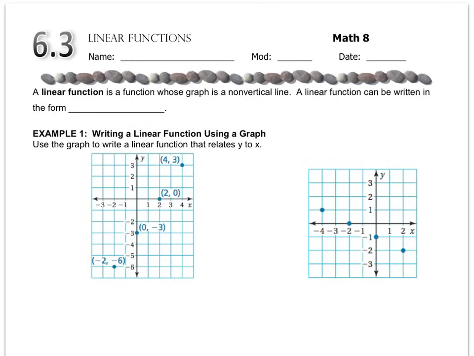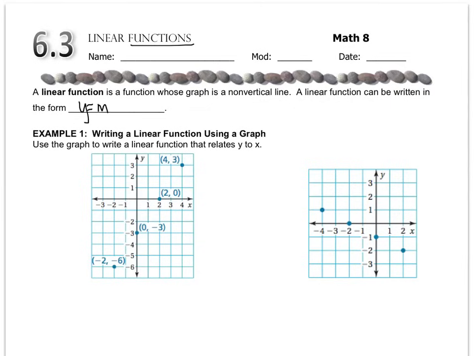This lesson is pretty much a transplant from Chapter 4. We're writing linear functions, and remember, a function is a relationship that pairs one input with one output. A linear function is a function whose graph is a non-vertical line. A linear function can be written in the form y equals mx plus b.